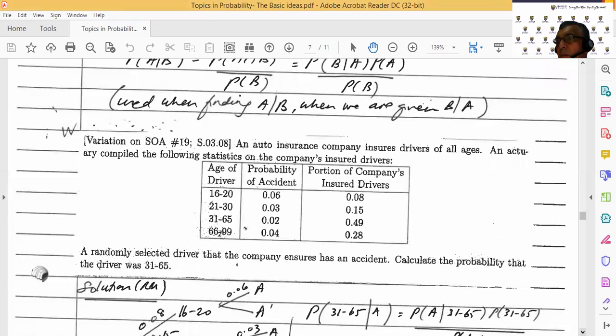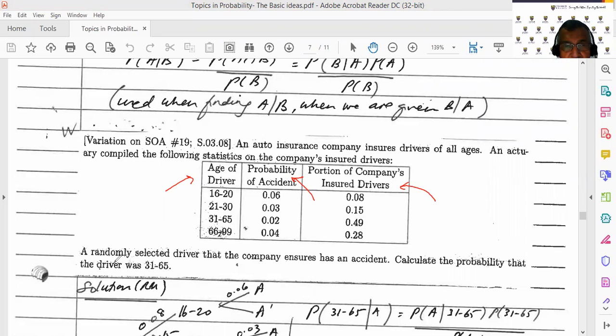Now look at the table. Age of driver: 16 to 20, 21 to 30, and so on. Then the probability of accident for that age group, the first group 0.06, and so on. And then the portion of the company's insured drivers who are 16 to 20, 8%. 21 to 30, 15%, and so on. Keep an eye on this. This is the data given to you: the probability of these groups getting involved in an accident, and the portion of the company's insured drivers who fall in these age groups.